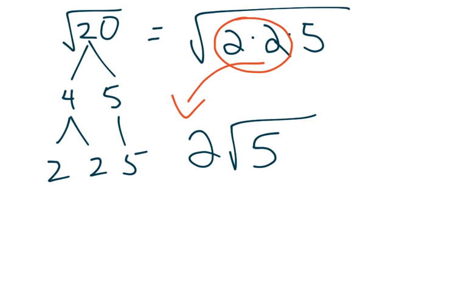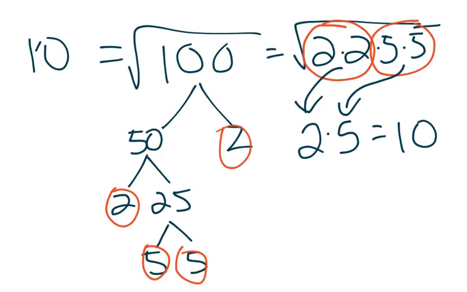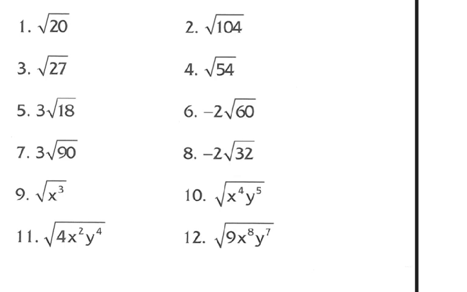Now, I haven't been saying these out loud, but when you actually say the answer, this is spoken 2 square roots of 5. And this one was 2 square roots of 3. And this one was just 10. Just 2, just 5. We've actually already solved number 1. It was 2 square roots of 5.